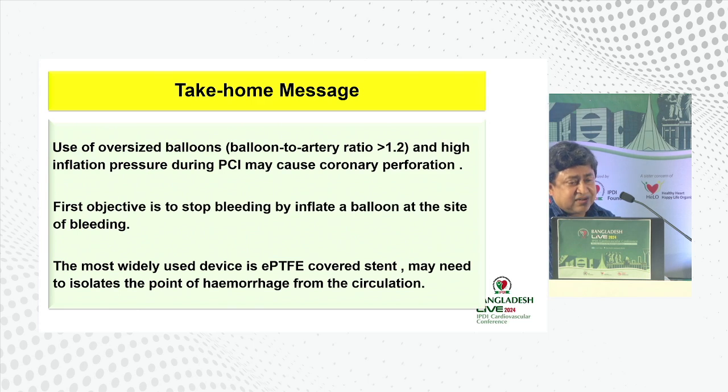My take home message is about the size of the balloon: a balloon to artery ratio of more than 1.2, and higher inflation pressure during PCI, cause coronary perforation. The first objective is to stop the bleeding by inflating a balloon at the site of bleeding. The most widely used device is the expandable polytetrafluoroethylene covered stent, which may be needed to isolate the point of hemorrhage from the circulation. Thank you.